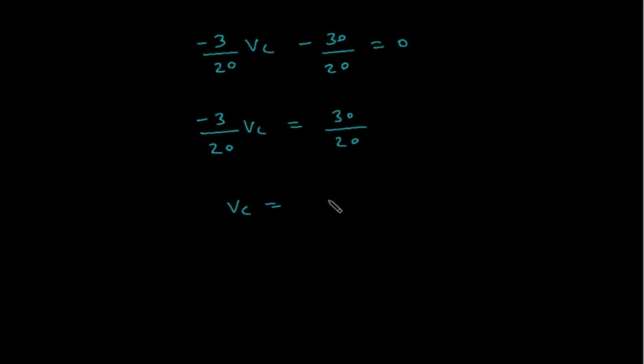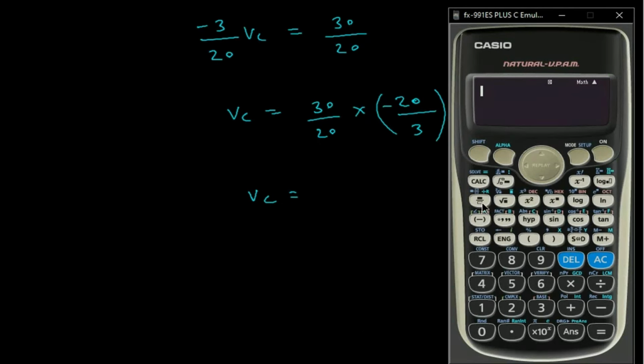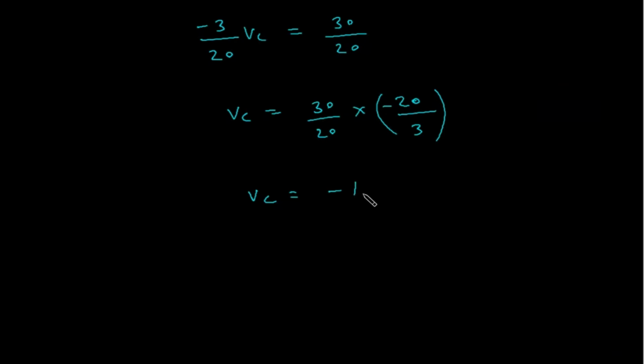So Vc is equal to 30 by 20 into 20 by 3. This is minus, so Vc is equal to 30 by 20 into minus 20 by 3. So this is equal to minus 10 volt. This is the value of Vc.